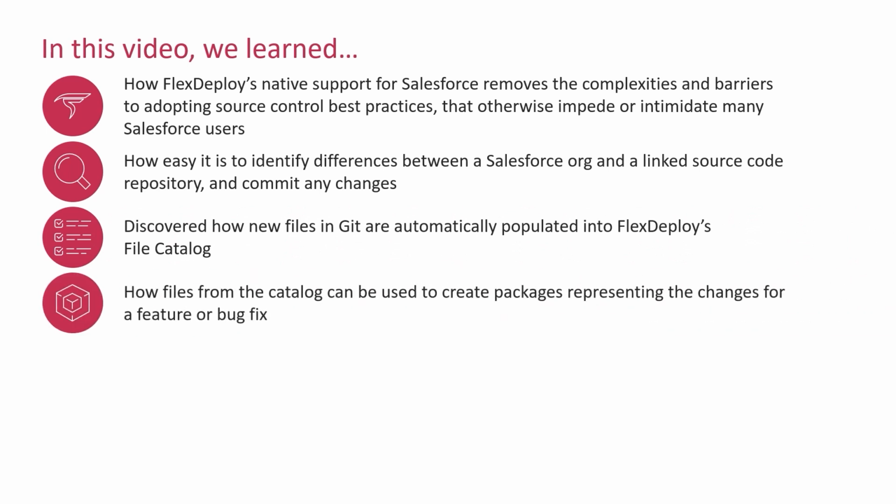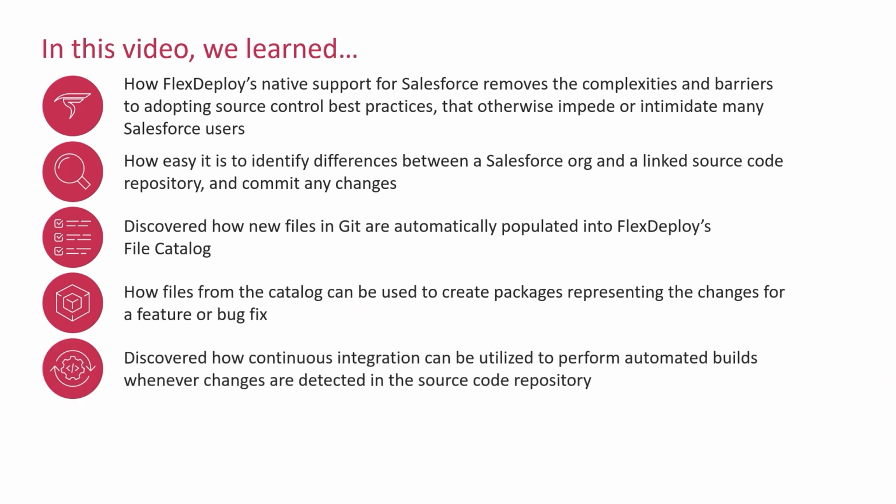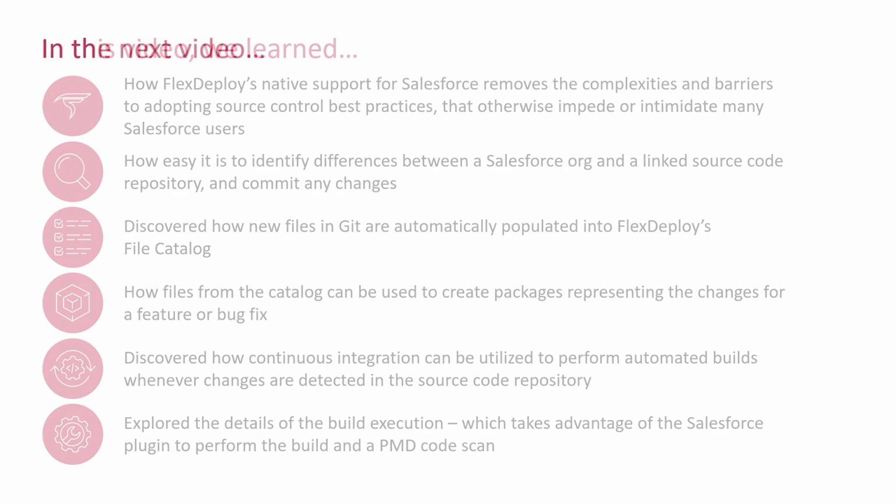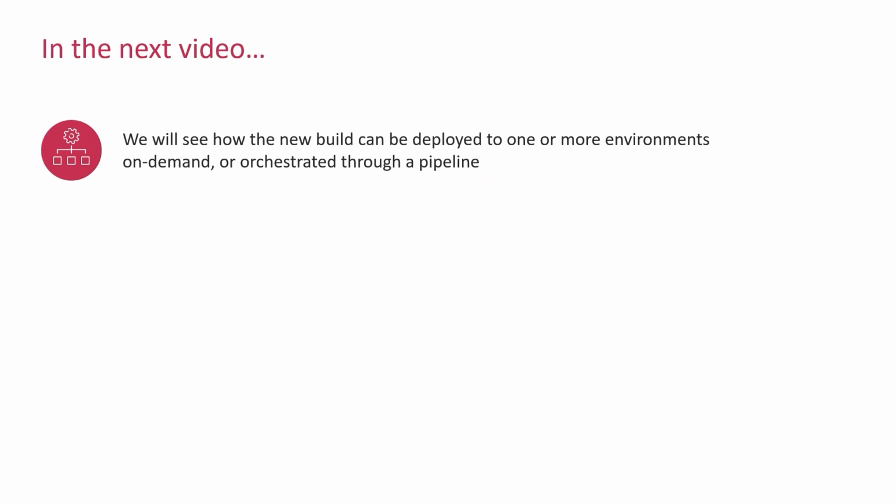We learned how files from the catalog can be used to create packages representing the changes for a feature or bug fix. We discovered how continuous integration can be utilized to perform automated builds whenever changes are detected in the source code repository. And finally, we explored the details of the build execution, which takes advantage of the Salesforce plugin to perform the build and a PMD code scan. In the next video, we will see how the new build can be deployed to one or more environments, on demand or orchestrated through a pipeline.